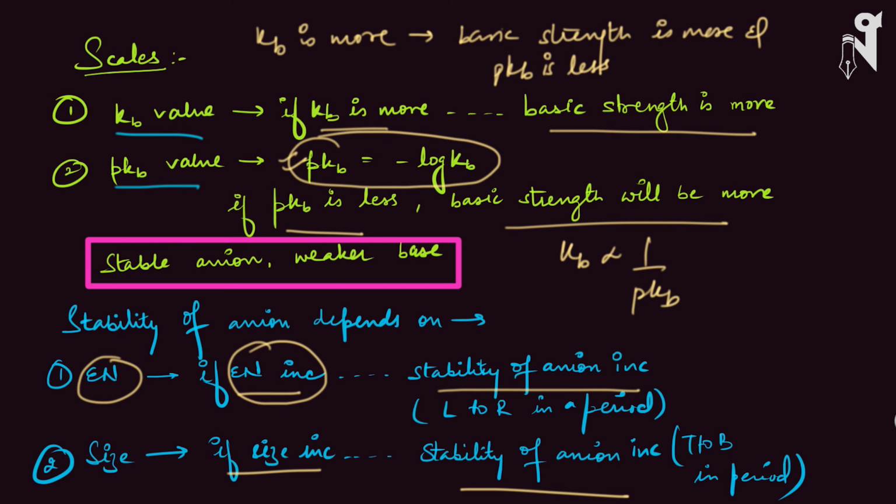When we go from top to down, size increases. Negative charge gets distributed, it's in a bigger size, easily handleable, and hence the anion is more stable, and hence it is less basic. So here this can be explained through these examples. Look at these examples. So when we have CH3 minus, NH2 minus, OH minus, and F minus, where exactly are the negative charges residing? The negative charges are residing on carbon, nitrogen, oxygen, and fluorine.